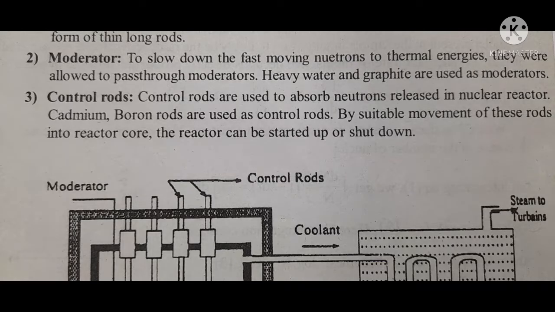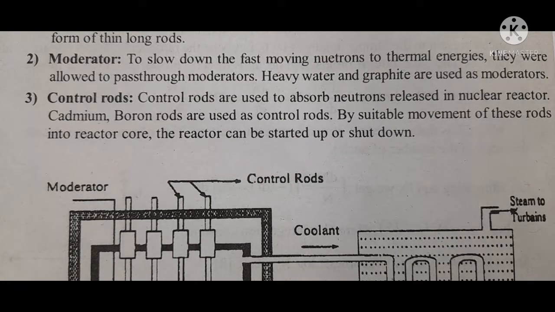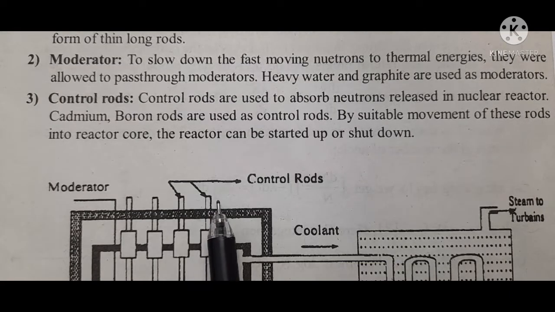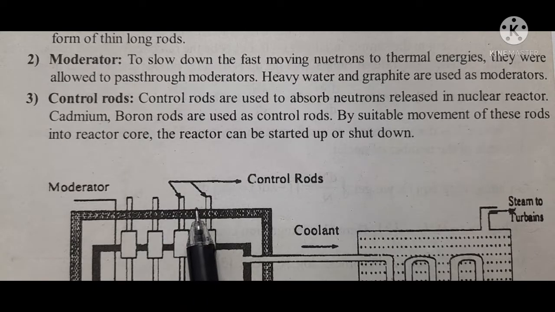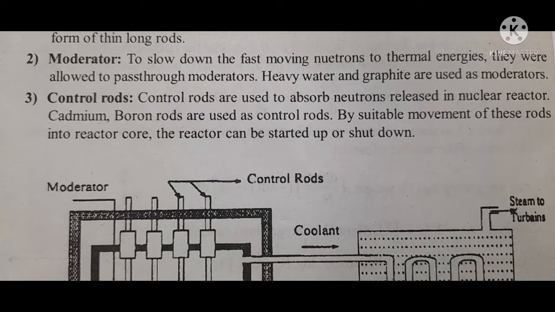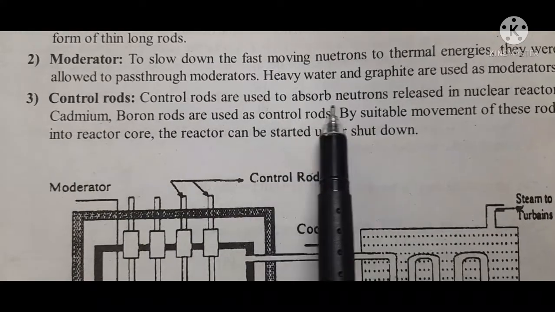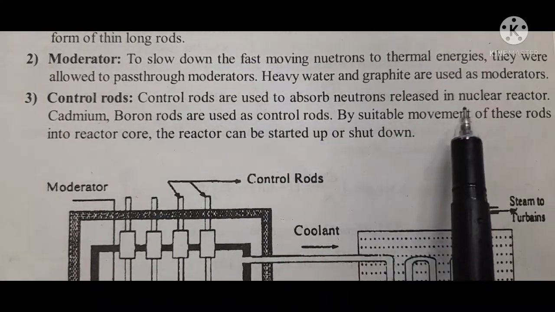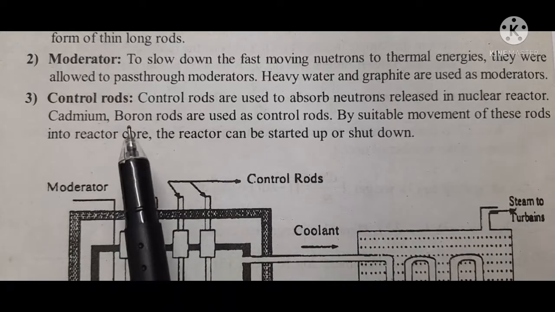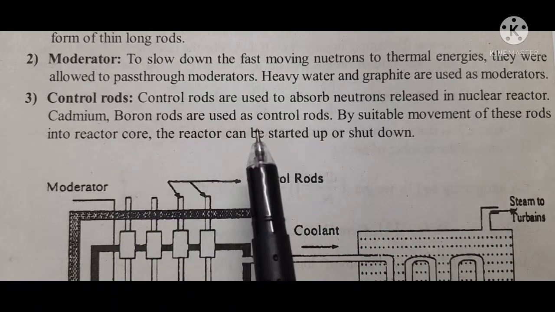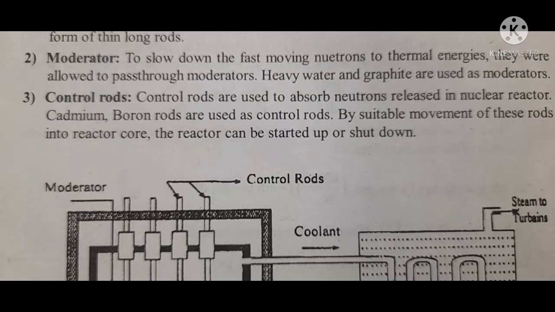And then after slowing down, you have to control the chain reaction. That's why control rods are used here. If you see in the diagram, these are the control rods. They control the chain reaction by absorbing some neutrons. Control rods are used to absorb neutrons released in the nuclear reactor. Cadmium and boron rods are the best examples for control rods.